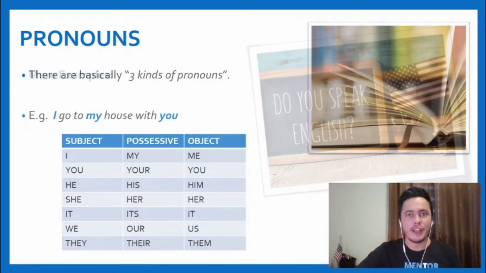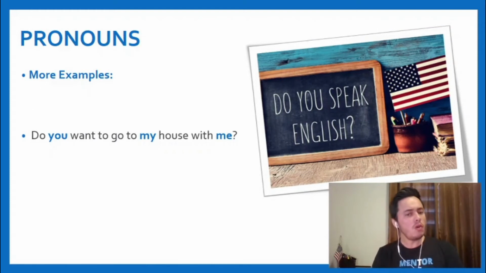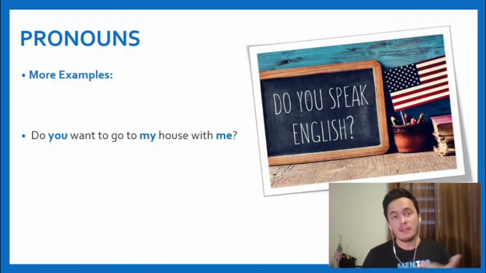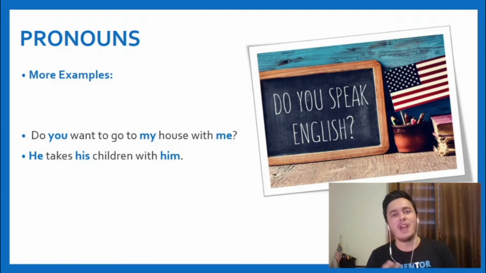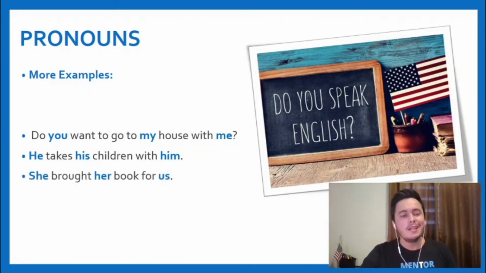Let's take a look at other examples. For example, here, do you want to go to my house with me? So you is the subject, my house, possessive, and with me is the object, is the complement. You see it's in the end. Another one, he takes his children with him. So he is the subject, his is the possessive, and with him is the complement, is the object. All right? Again, in the end. She brought her books for us. Now, she is the subject, her book is the possessive, and for us in the end after preposition.